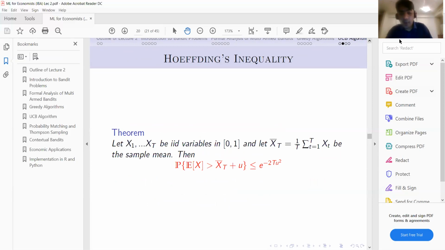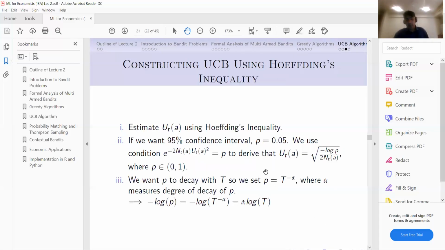So you want this upper bound to be pretty binding, or pretty tight, because you want to learn more and more about the true mean over time. You want information to accumulate over time. So you want the value of P to decay over time. You don't want it to be constant. I just gave an example that P could be 0.05, but you could actually say that you want P to decay over time.